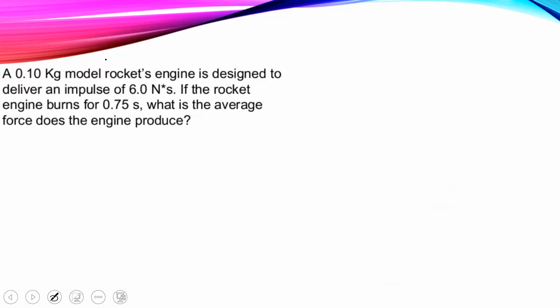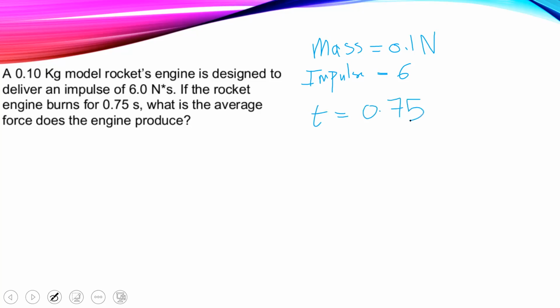A 0.1 kilogram model rocket's engine is designed to deliver an impulse of 6 Newton seconds. So here I have a mass, 0.1. Here I have an impulse, let's name it I, or we can write it as impulse, 6. If the rocket engine burns for 0.75 seconds, so the time is 0.75, what is the average force the engine produces?